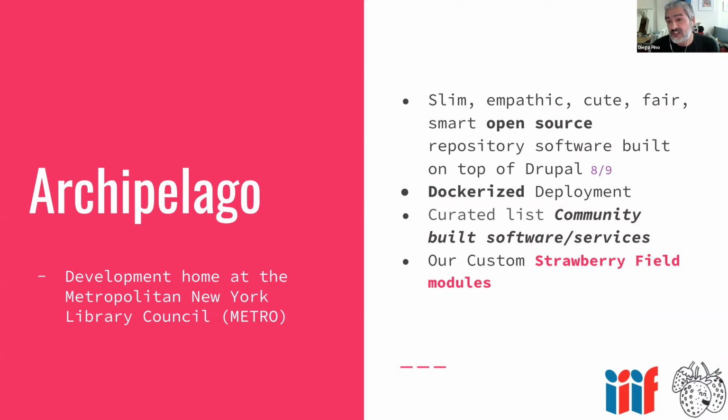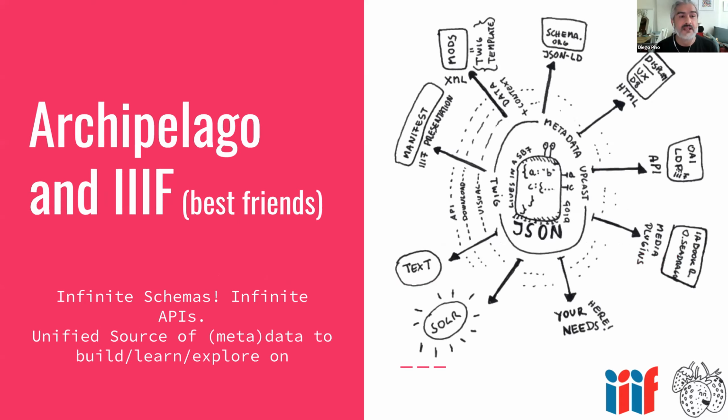It includes a curated list of community-built software and services. We have things like Solr, we have HOCR extraction built by the Navarro State Library, and viewers like Mirador and many other things. There's also a lot of development around Drupal to make it less CMS and more repository. We named this custom development the Strawberryfield modules. The home is the Metropolitan New York Library Council, and we're nurturing this new patch of grass in the repository world.